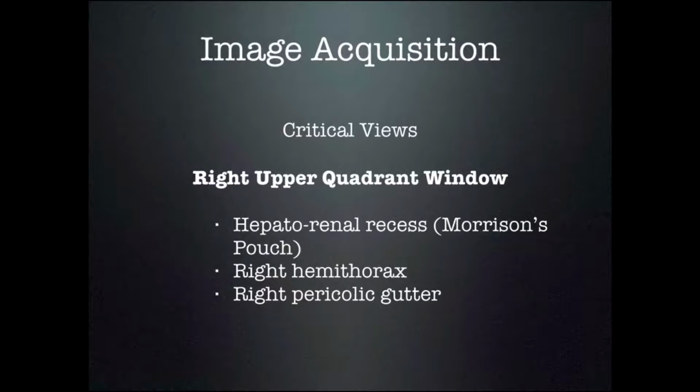We're also going to look at the right hemithorax to diagnose blood in the chest, or hemothorax. And we're going to look at the right paracolic gutter. The right paracolic gutter is a potential space where blood may collect inferior to the kidney. However, this is not a common place. Morrison's pouch is the most common place for blood to collect.